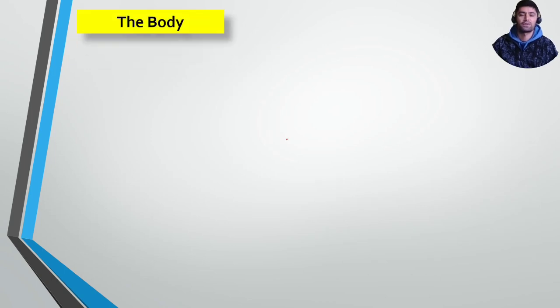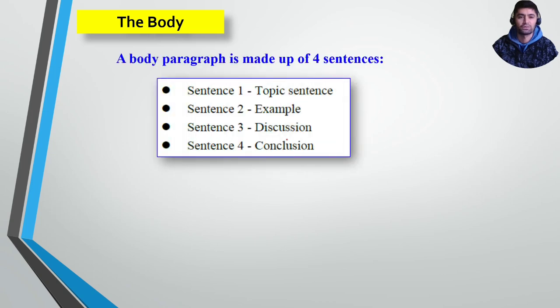Next, we're going to talk about the body paragraph. So this is the body for the question we've seen earlier. We're going to continue to talk about the essay that we've seen earlier, which was about technology. First off, let's take a look at these paragraphs of the body.